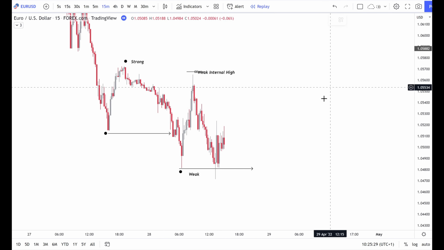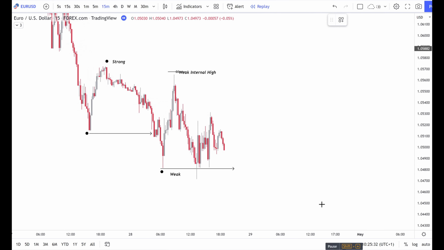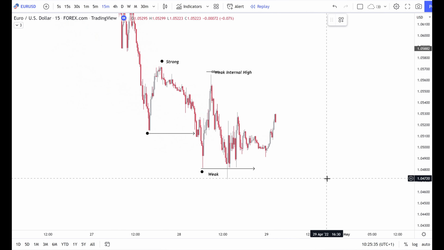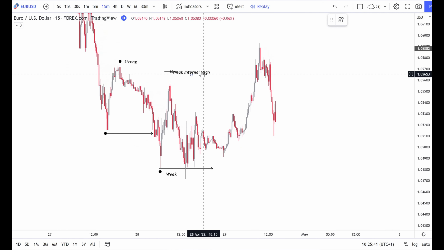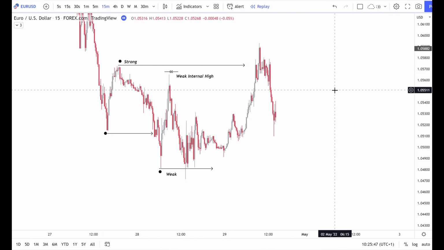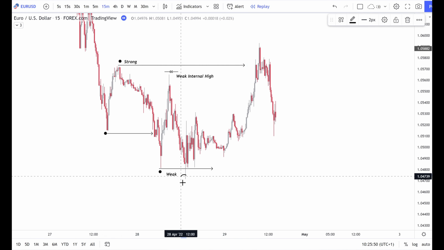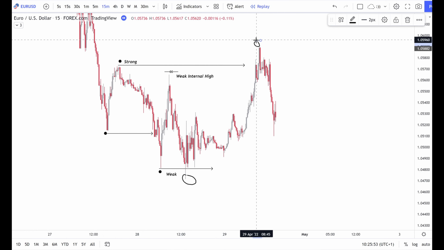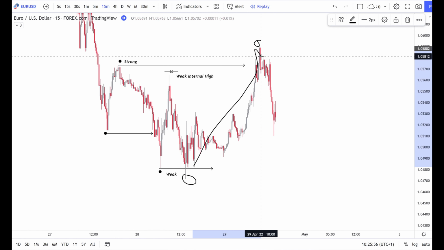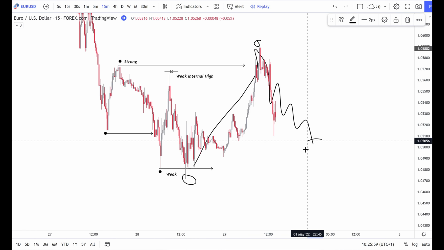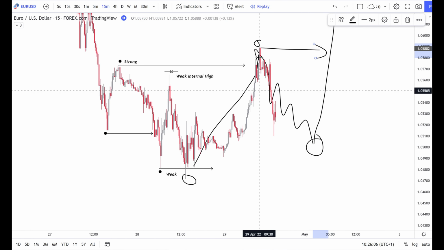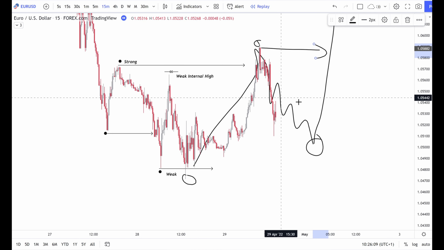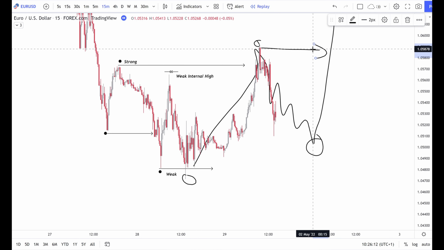So if I just play price out, let's fast forward this a little bit. We target the weak internal high, and we actually get a break in market structure as well. So at that point, this is now your strong low, which created this weak high. And now, since we got that shift, we're expecting a pullback. With regards to our expectation order flow, this is what we expected. So this becomes strong, this becomes a weak high, and we expect a pullback and target the weak high, and so on and so forth.